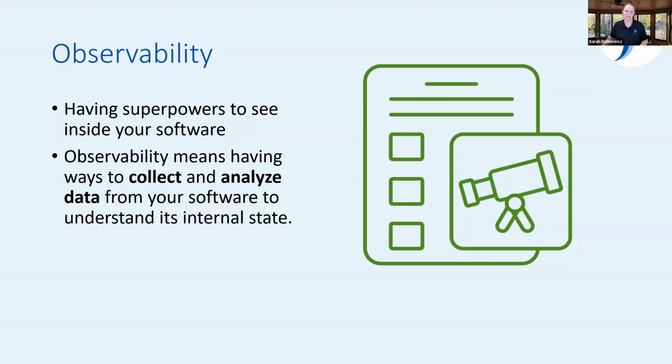So observability means that you have ways to collect and analyze your data from the software. That data is not the data that your users are working with. This is telemetry: how is the application working? So you're understanding its internal state.